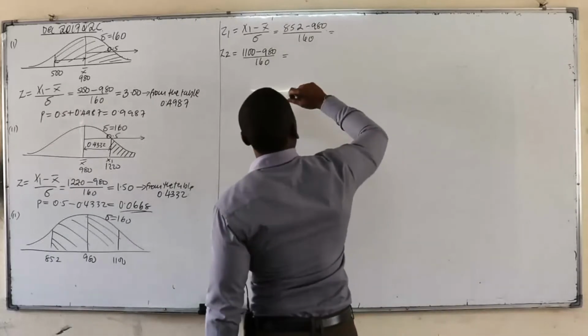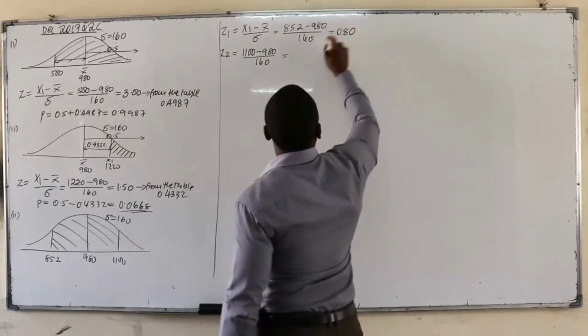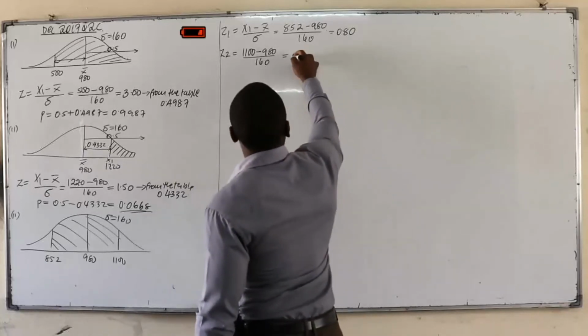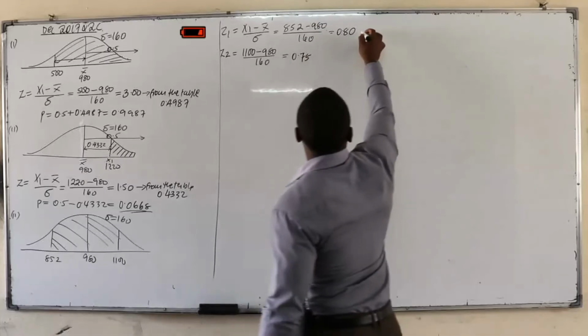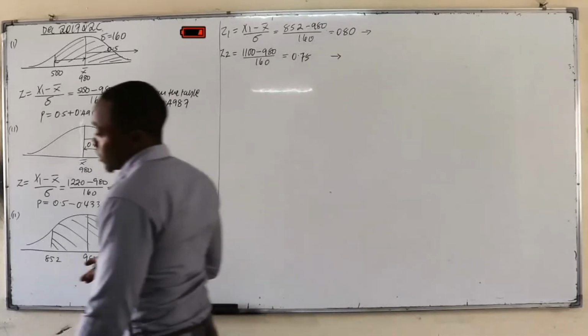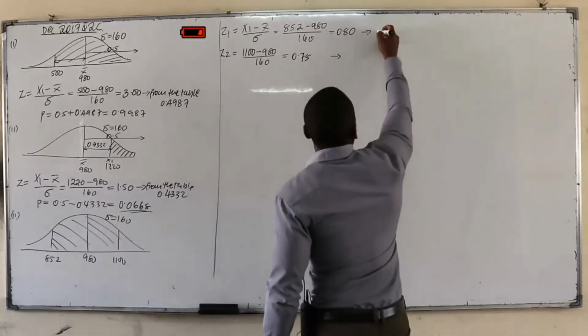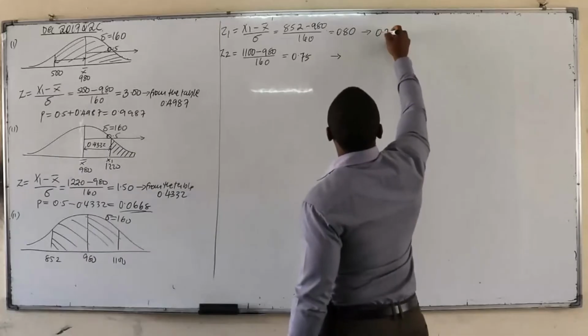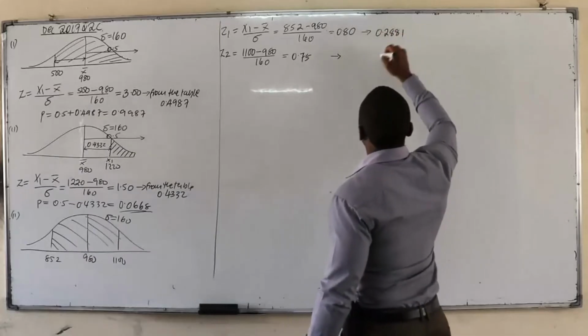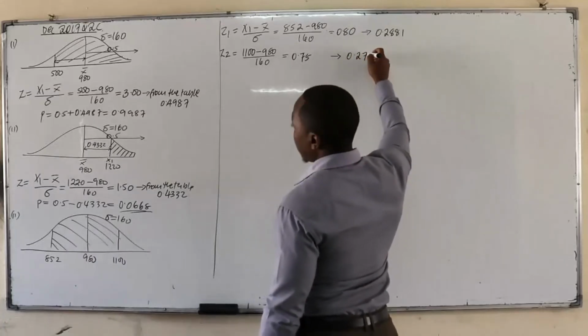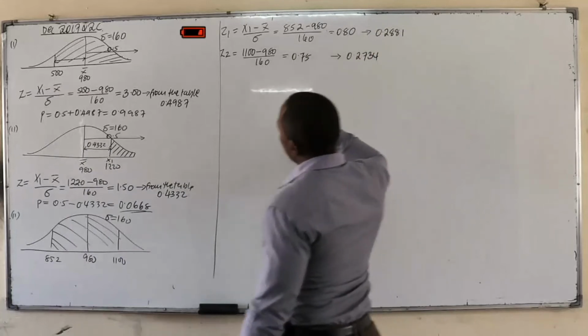What do you get? 0.80. What about the second one? 0.75. Now let's read this one from the table. This one you get 0.2881, and for 0.75, 0.2734. Good. So now we want to determine the probability.